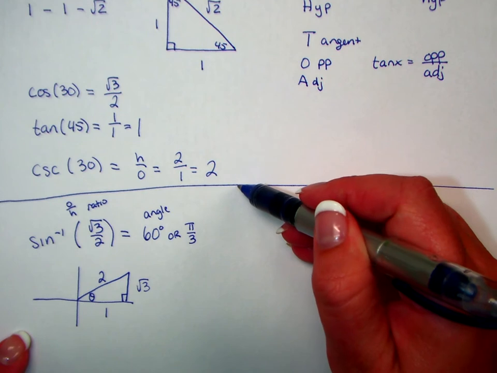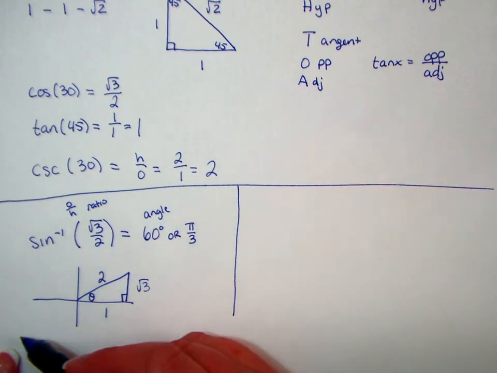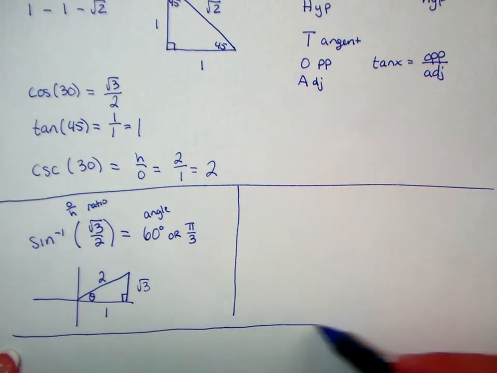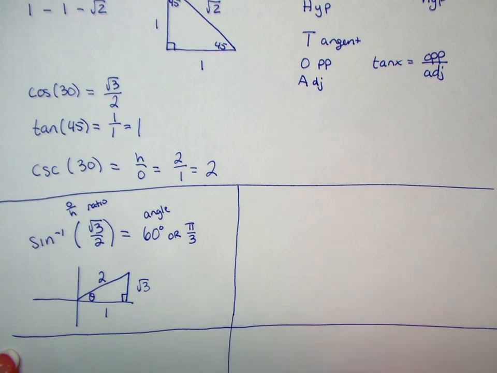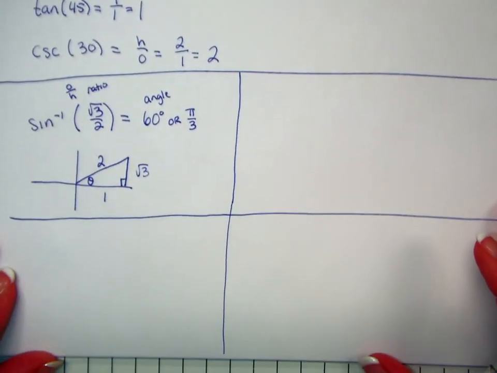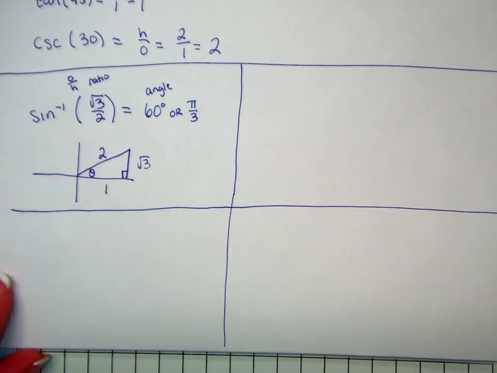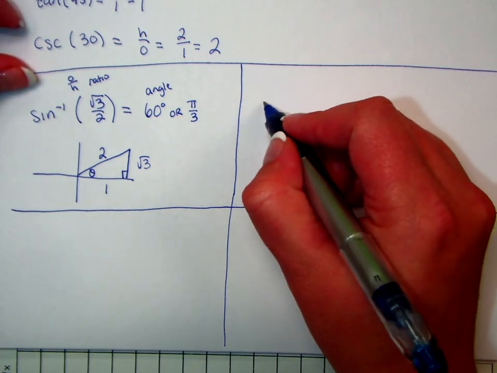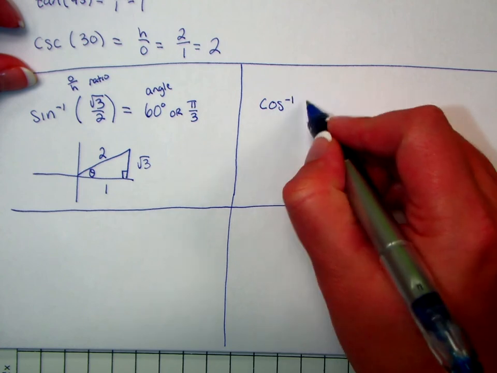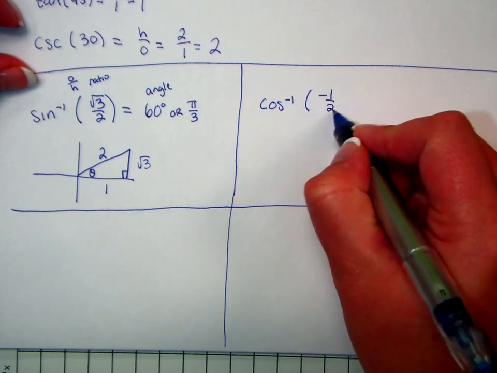So you might not have liked 7.1, but I'm really hoping that you get the hang of doing these inverse trig functions. So I'm going to do 3 more down here, just evaluating single inverse trig functions. So let's go ahead and do cosine inverse of -1/2.